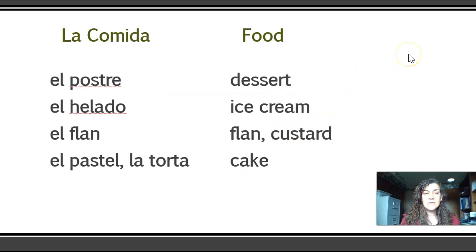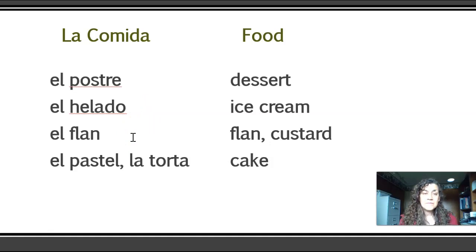And here are some desserts. Okay, yummiest part of the meal, right? Dessert. El postre is dessert. El postre. El helado is ice cream. So once again, H is going to be silent. El helado. So don't say helado. El helado.